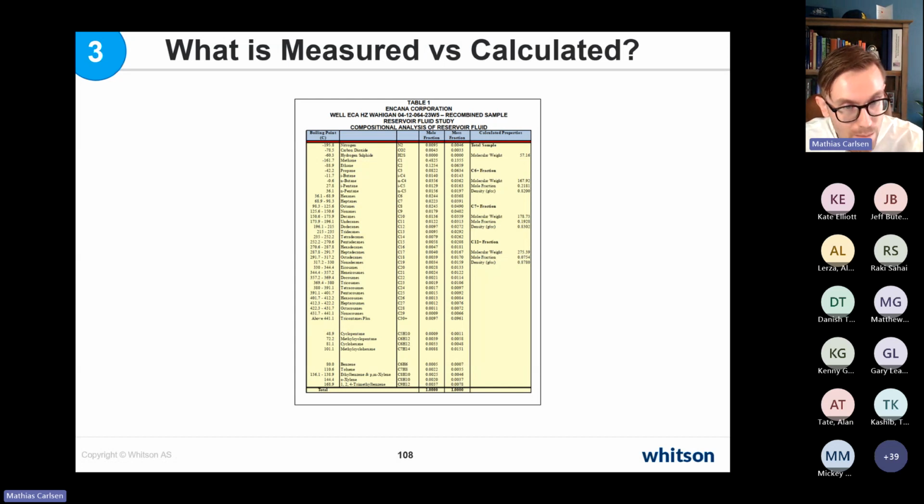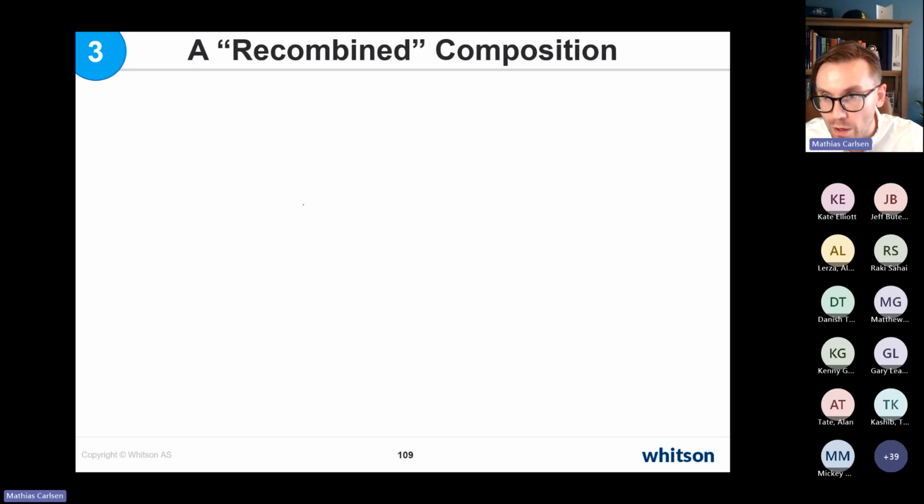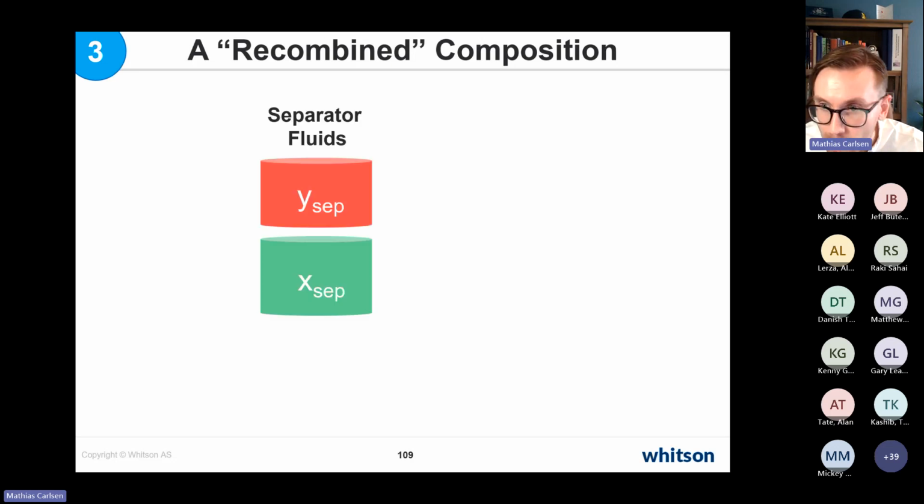Again, just to emphasize, most of the stuff in the PVT reports is actually not measured. A lot of it is calculated. So how is the recombined reservoir fluid actually, quote unquote, measured? Well, that's what we're going to try to show on this slide. If you measure separated fluids, you have a separator gas and you have a separator oil.